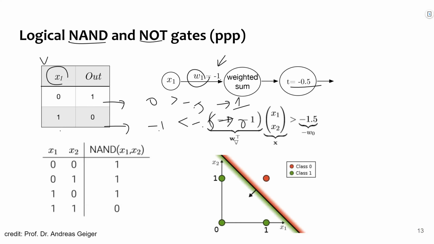Therefore, it's going to be 0. And in the case of NAND, we can set the values as -1, -1, and -1.5. And we can draw a line this way. And it will become NAND.